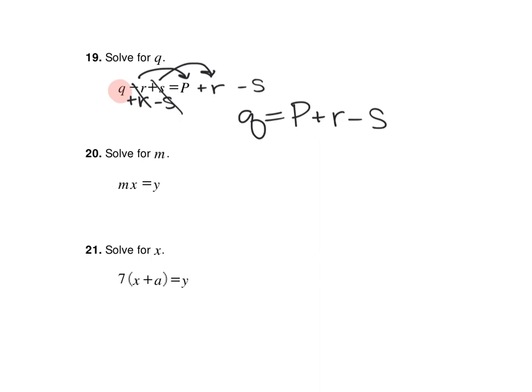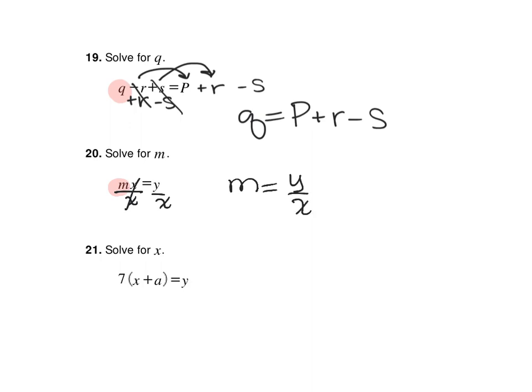We have the same thing down here on 20. It says to solve for M. So I want this M by itself. I am left with M times X equals Y. So to undo that multiplication, I have to divide by X, and I'm left with M equals Y over X.